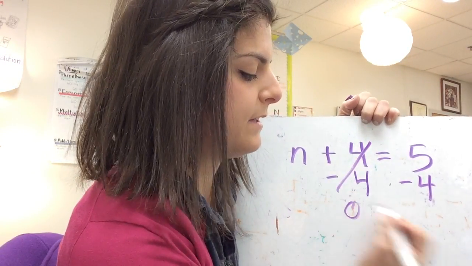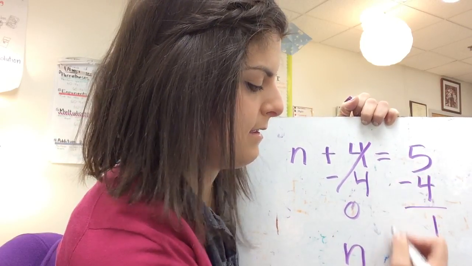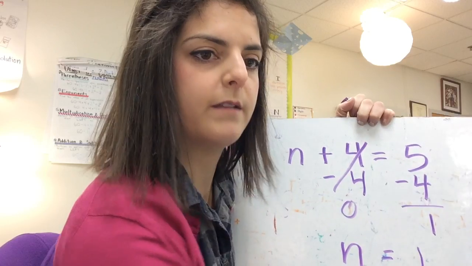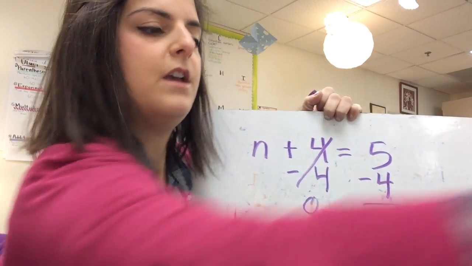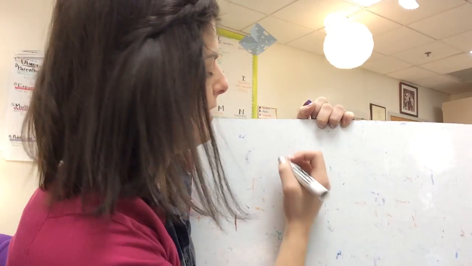And we're going to bring it over to this side, minus 4. 4 minus 4 would be 0, right? So 5 minus 4 is 1. N equals 1. See that? Okay, so I'm going to show you a little bit more complicated of a problem. We're going to step up the ante just a little bit.